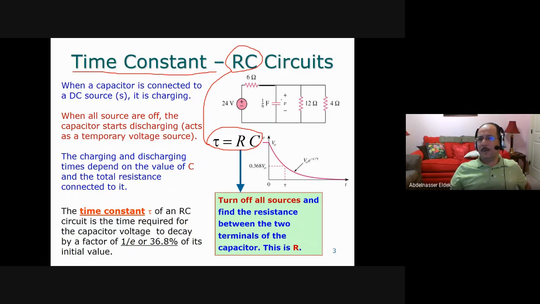Where R, for example, if you look at this circuit here, R is the resistance between these two terminals. C is the capacitance, which is 1/6 farad. So if I want to calculate this tau, first I want to calculate R. How do I calculate R? You need to calculate the total resistance between these two terminals.